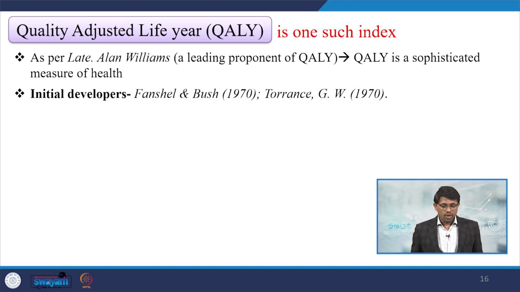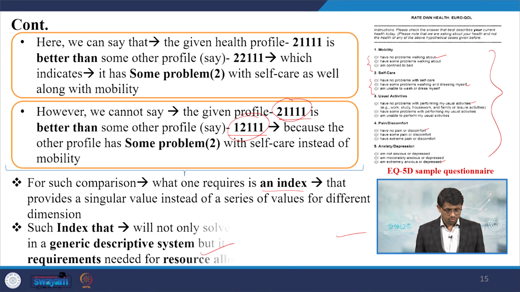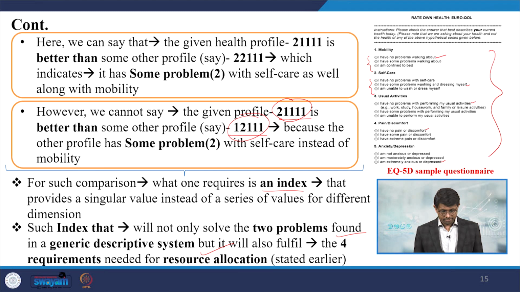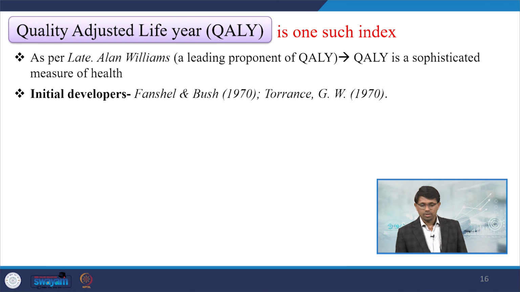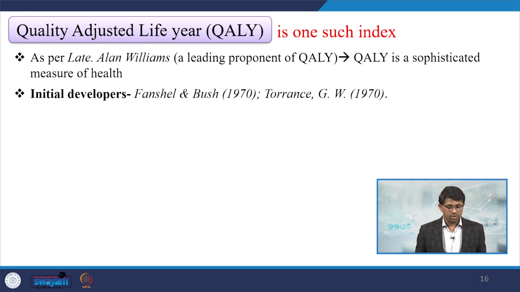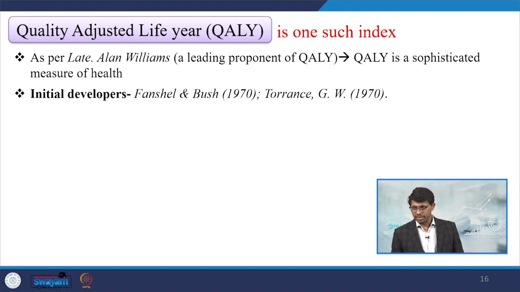So, the index is required. We will take the help of quality adjusted life years, one such index that will give you a value, which we already said: instead of description we require a singular value. Quality adjusted life years is initially referred to the work of the late Alan Williams, who was a leading proponent of QALY, and who presented a sophisticated measure of health.